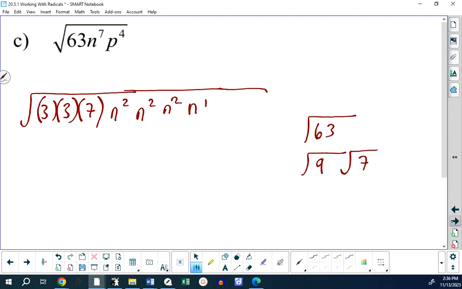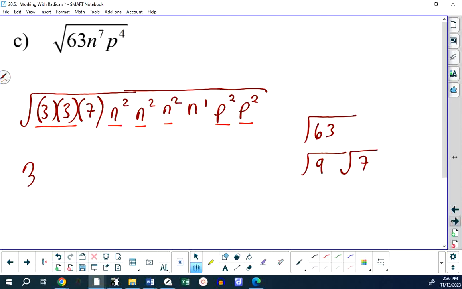Is there a p squared in p to the 4? Yep. Is there another p squared in p to the 4? And that's it for the p's, right? So I'm going to underline in red the stuff that is going to go away. All of this stuff is going to go away from under the square root sign and be replaced outside with just that base. So this 3 squared becomes a 3 on the outside.